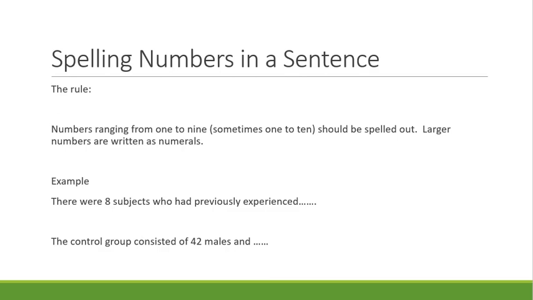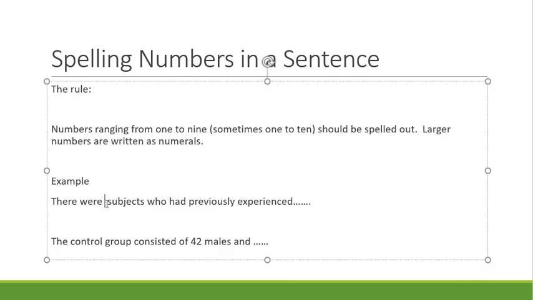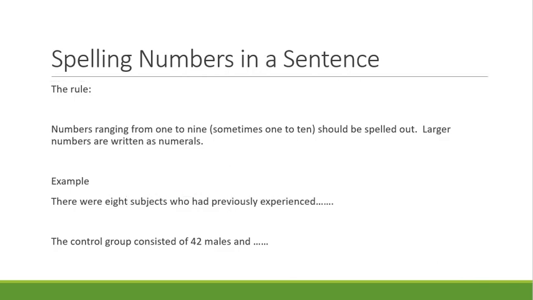Spelling numbers in a sentence. The rule is numbers ranging from 1 to 9, sometimes, depending upon the source, 1 to 10, should be spelled out. Then the larger numbers are written as numerals. So if you're at 9 or below, "there were 8 subjects," and I wouldn't have it like that. That is a mistake on my part. "There were eight subjects." There we go. But in the second one, "the control group consisted of 42 males," there's where you'd write it in numeral form.